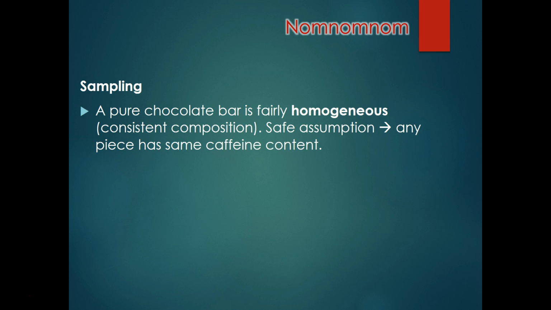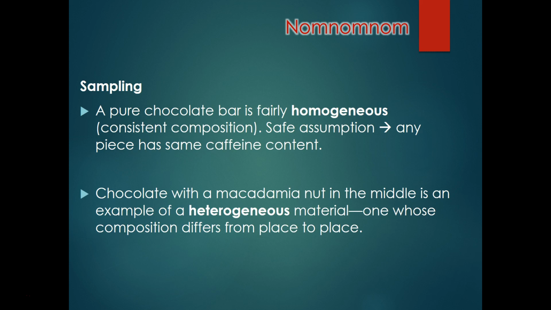If it's representative of the whole thing, then the percentage of caffeine in that piece would represent the entire bar. That sounds great. Now, however, remember, our general question was, how much caffeine is there in a chocolate bar? Problem is, we didn't specify what kind of chocolate bar. Is it actually a homogeneous chocolate bar? Or is it a heterogeneous chocolate bar?